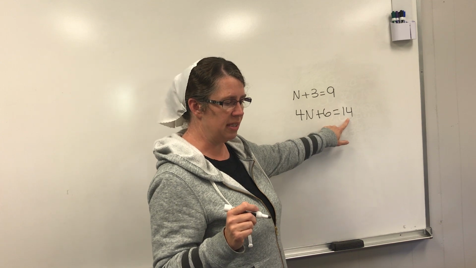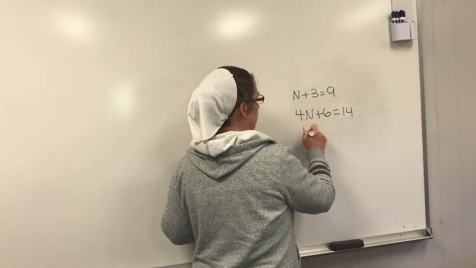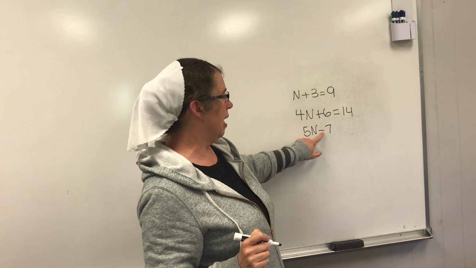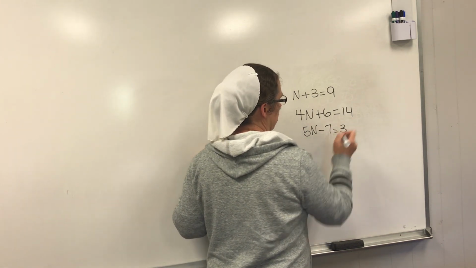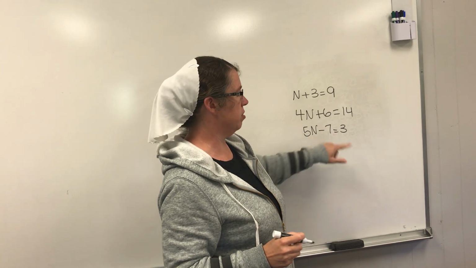Let's look at the next one. 7 less than 5 times a number. So 5 times a number, and it's 7 less, and remember, less is subtracting, equals 3. So 7 less than 5 times a number equals 3.